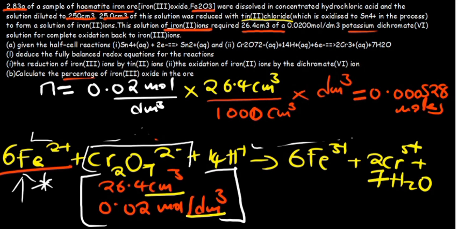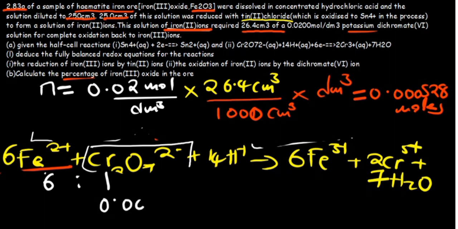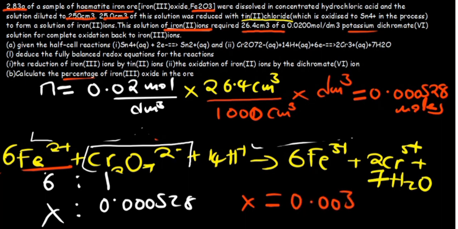Now, using the mole ratios, the dichromate ions are in the ratio of 6 to 1 to the iron 2. So 0.000528 is what we have for the dichromate. How much can we have for the iron 2? That requires us to multiply by 6. So I basically have 0.003168. What we've determined now is the number of moles of the iron 2 that had reacted in the second part of the reaction.